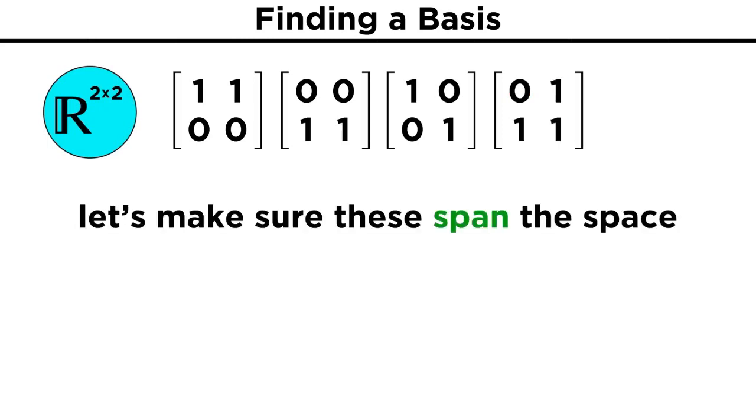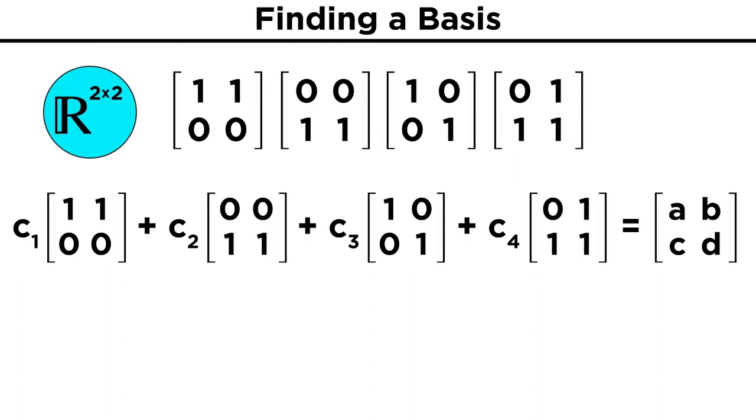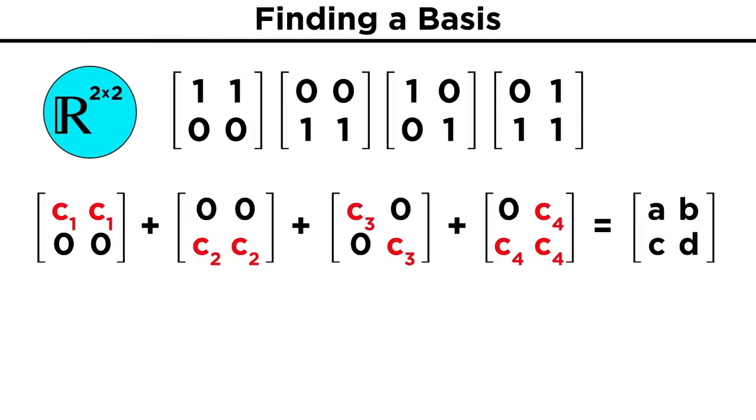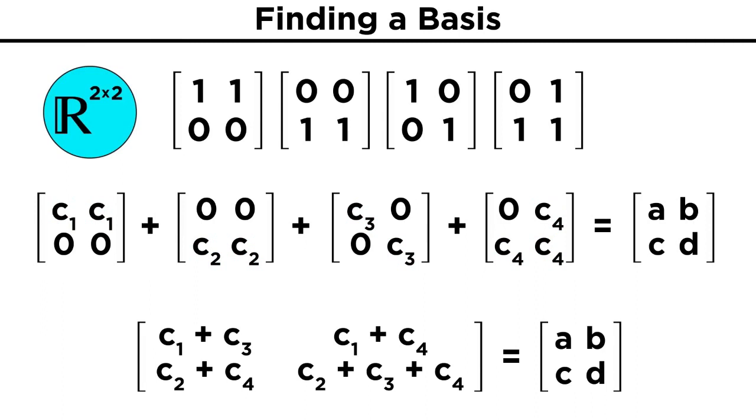First off, to check if these 4 matrices span R2x2, we will once again set a linear combination of them equal to any given 2x2 matrix, which we can generalize with the entries A, B, C, and D. So here we have each matrix being multiplied by its respective coefficient, and their sum equal to the generalized 2x2 matrix. We can distribute the scalars so that they show up as entries anywhere we had a 1 in a particular matrix, and then we can add up all the matrices to condense things a little bit, and we end up with this new matrix with sums in each of its entries.